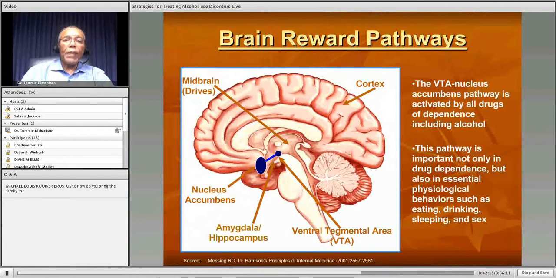The brain reward pathways, sort of to reiterate an earlier slide, the midbrain is what drives all addictions. It's what we call the pleasure center, including the nucleus accumbens, the amygdala, the ventral tegmental area, and the prefrontal cortex. It's not only important in drug dependency, but also in essential physiological behaviors such as eating, drinking, sleeping, and sex. So the midbrain is where the action is.